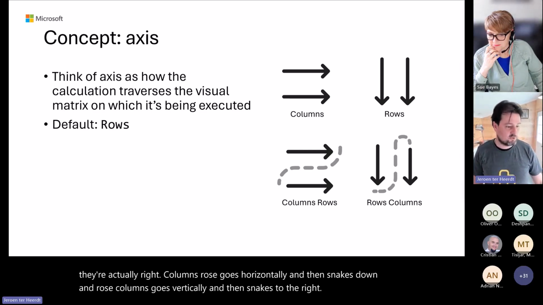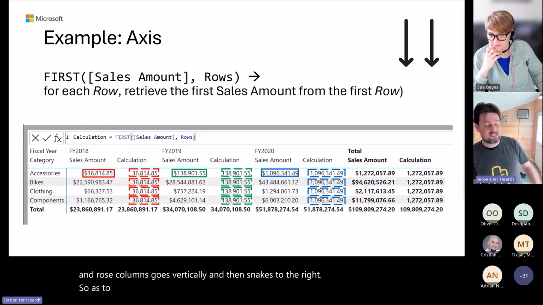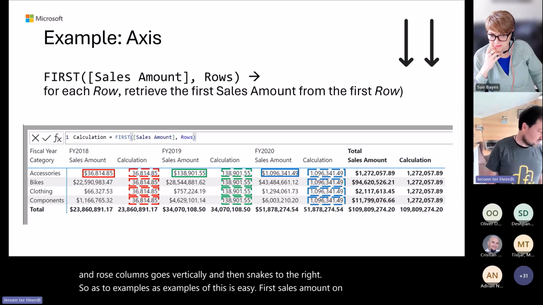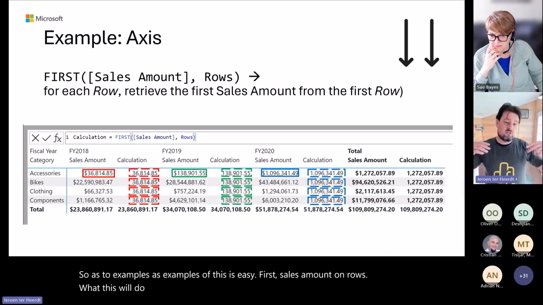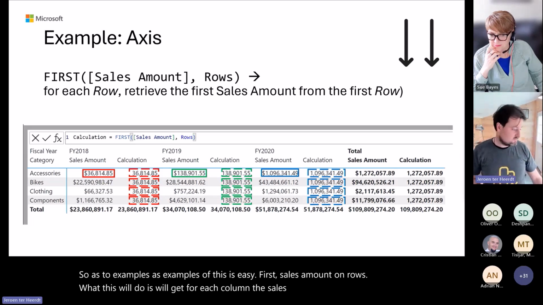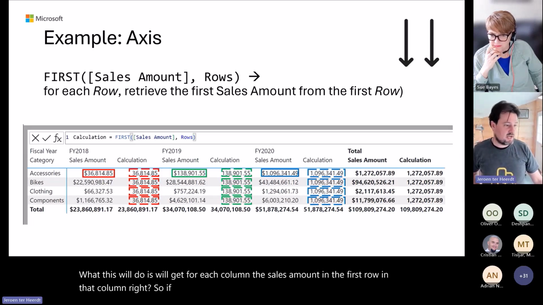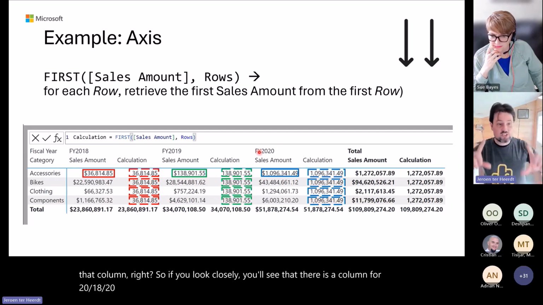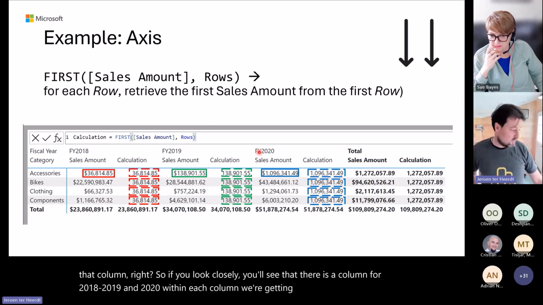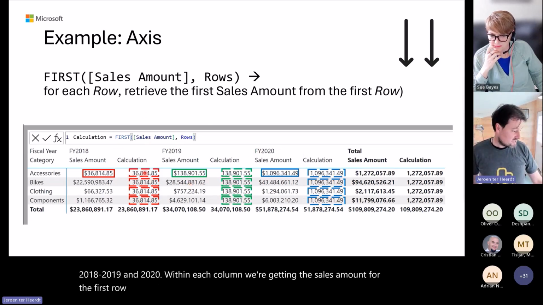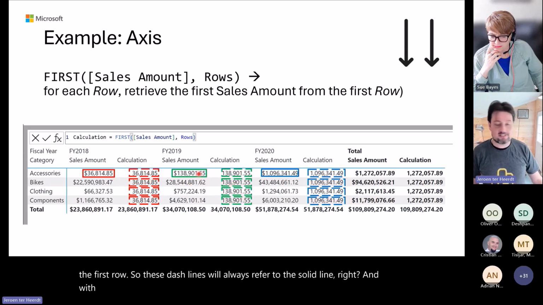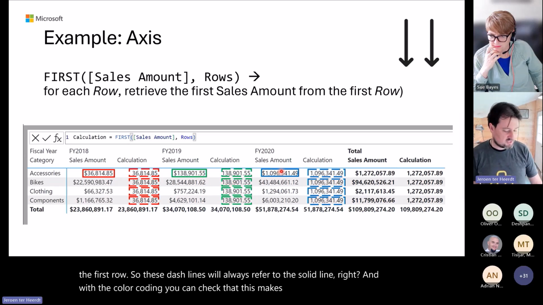So examples of this are easy. First sales amount on rows. What this will do is we'll get for each column the sales amount in the first row in that column. If you look closely, you'll see that there is a column for 2018, 2019, and 2020. Within each column, we're getting the sales amount for the first row. So these dashed lines will always refer to the solid line. And with the color coding, you can check that this makes sense. Very simple, very easy to understand.